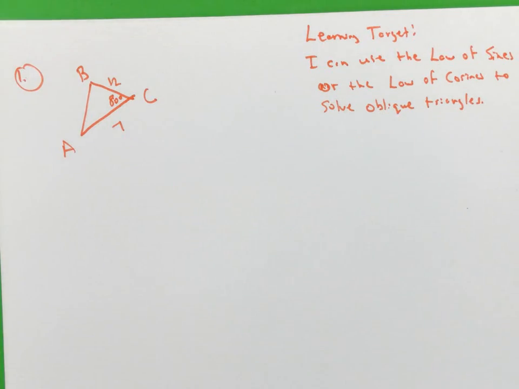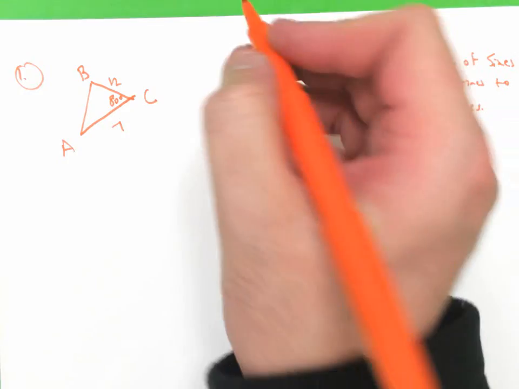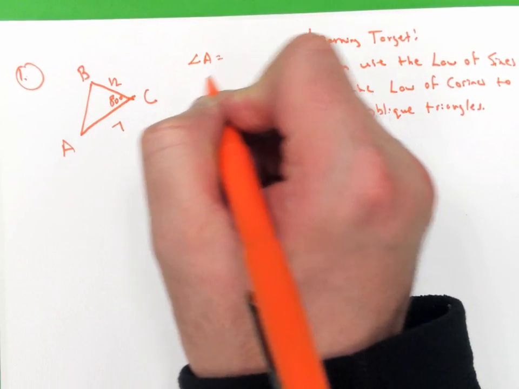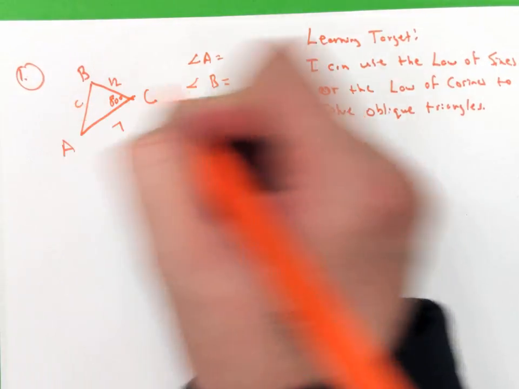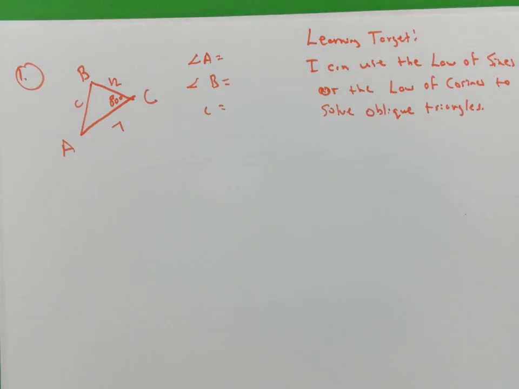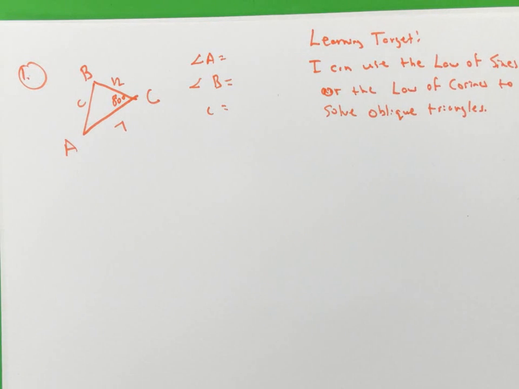Alright, so the first thing you need to do, like we always do, is label what we do not know, what we need to find. We need to find angle A, angle B, and this is side C. Okay. Now, before we start solving this problem, let's remember. When is it appropriate to use which ones? Law of sines or law of cosines?